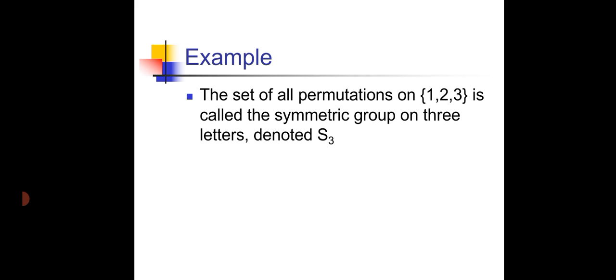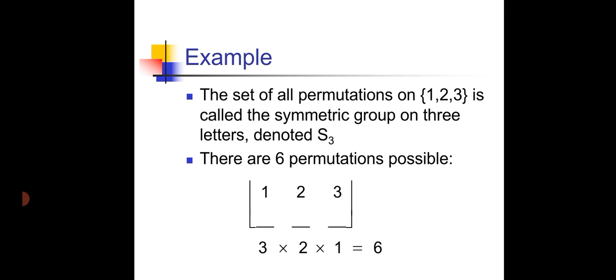S3 is a symmetric group which consists of 3 elements. The set of all permutations on 1, 2, 3 is called the symmetric group on 3 letters, and it is denoted by S3. There are 6 permutations for 3 elements because of the formula n factorial, where n is the number of elements. For 3 elements, the number of permutations is 3 factorial, that is 3 into 2 into 1, which is 6. So we get 6 permutations.